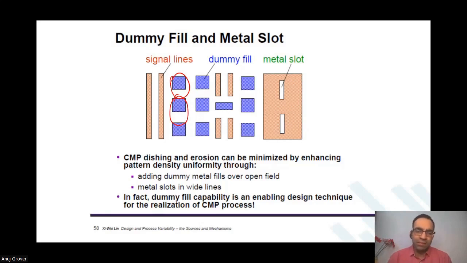Which means there will be some additional DRCs that the memory designer, memory layout designer will have to take care of. We will take care of them, but we cannot accept uncertainty.